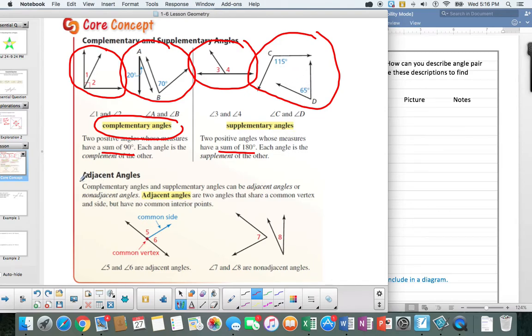Adjacent angles is our next vocabulary word, and adjacent angles share a common vertex and side. So you can see what it's saying, common side, common vertex. So make sure you draw a picture of adjacent angles. Now this is not adjacent angles because they do not share a vertex and they do not share a side.